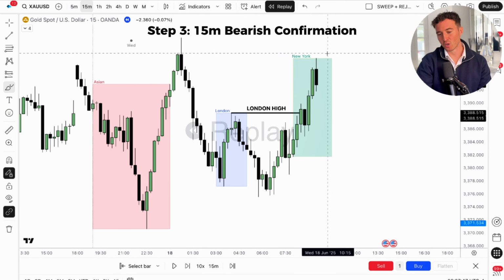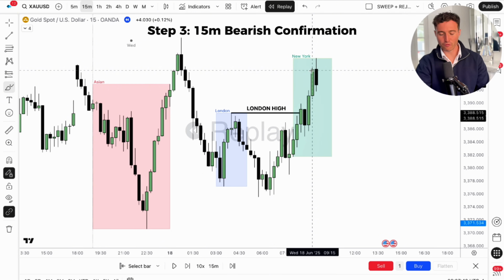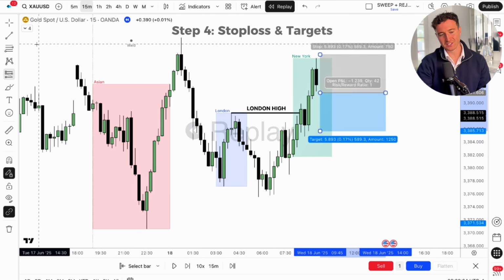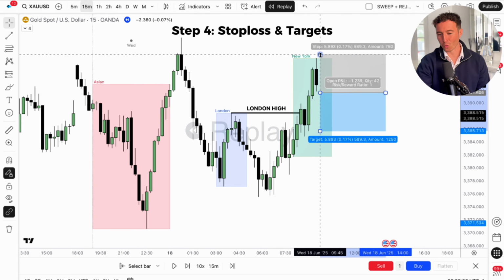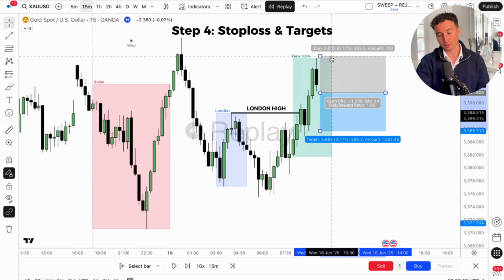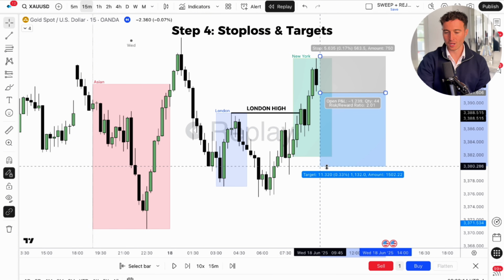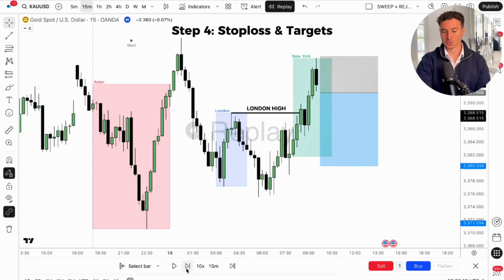And so this is step number 3, right? We've seen our 15-minute bearish confirmation, indicating that sellers are stepping back into this market, right? We're seeing bearish pressure step into this market. And so step number 4 is our invalidations, right? They always go just above the liquidity sweep, just above the manipulation, and then always target a repeatable mechanical 1 to 2. And so I was triggered short in this trade right here.